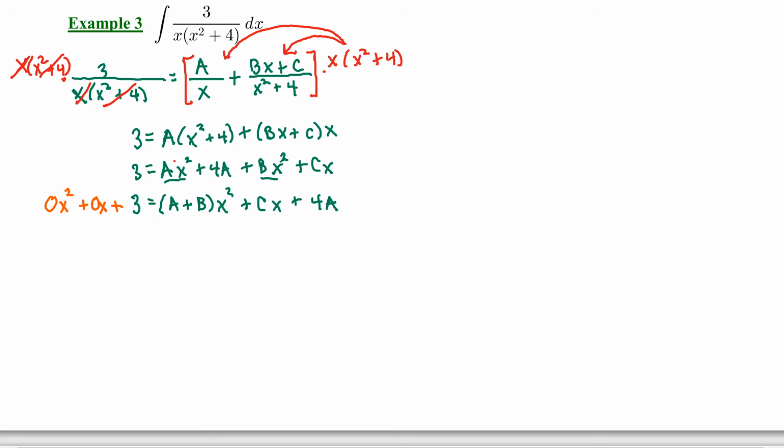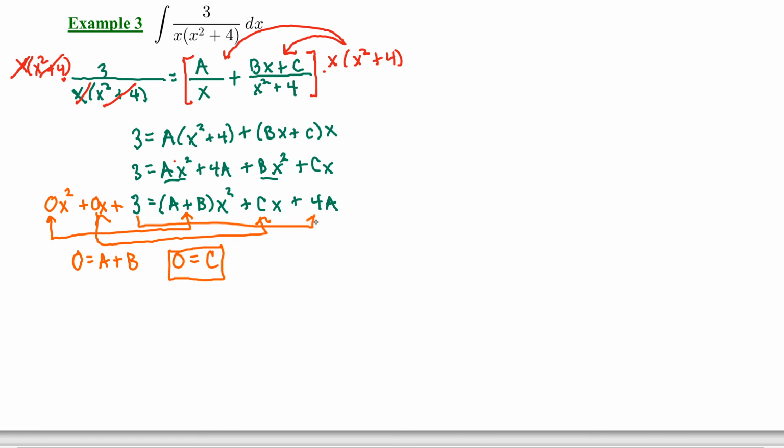Now with this assumption, then we should be able to observe that the coefficient of x squared on the left is the same as the coefficient of x squared on the right. That is, 0 equals a plus b. Similarly, the coefficient of x on the left should be equal to the coefficient of x on the right. Notice we have found the value of c. c equals 0. And finally, the value of the constant on the left should be equal to the value of the constant term on the right.